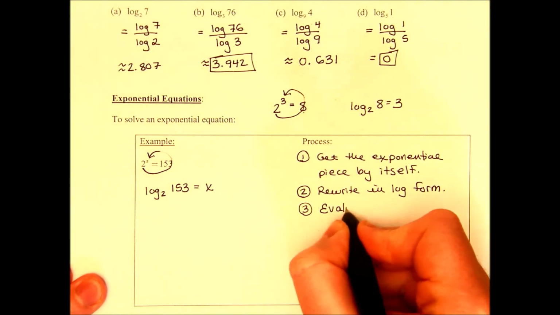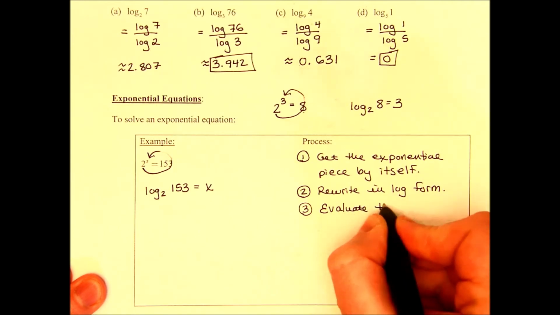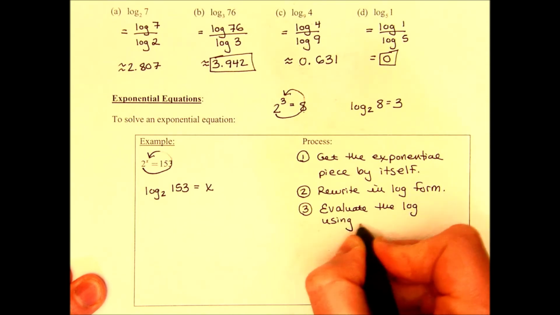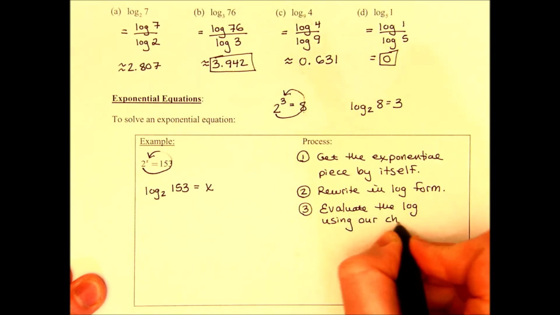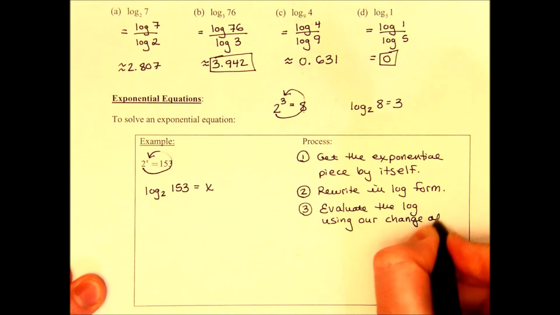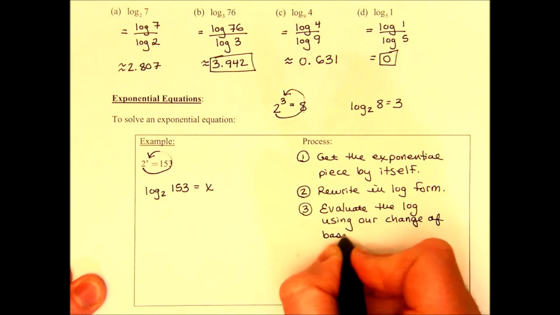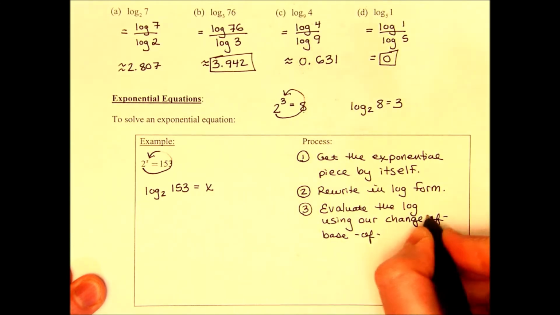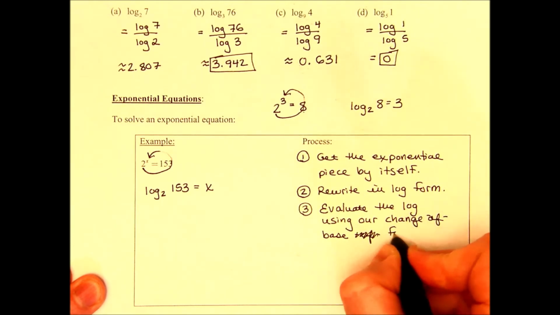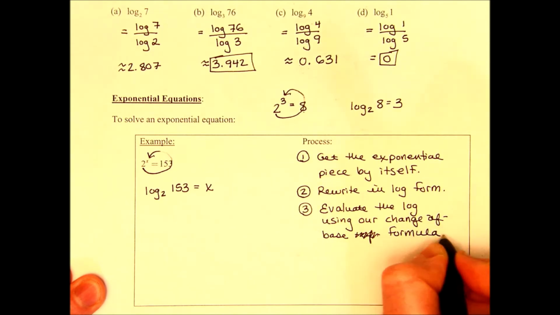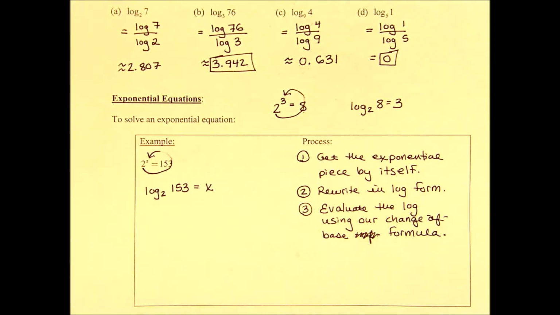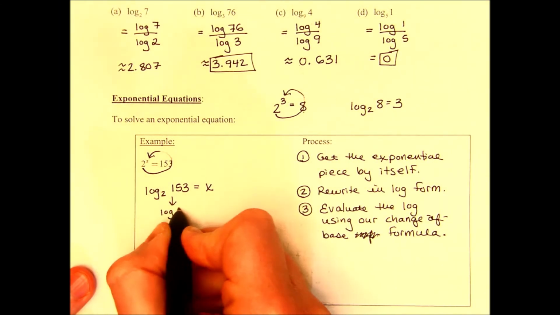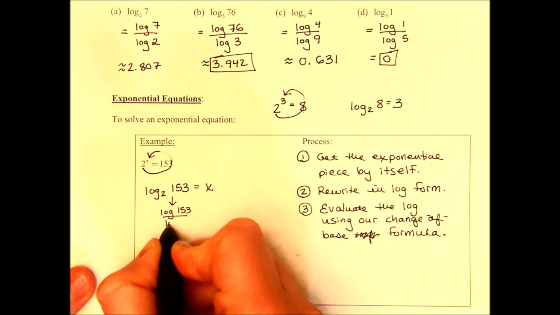Step number 3, we are going to evaluate the log using our change of base formula, the thing that we just talked about on the top of the page. So to figure this thing out, you're going to go to the calculator and you're going to type in log base 10 of 153 divided by log base 10 of 2.